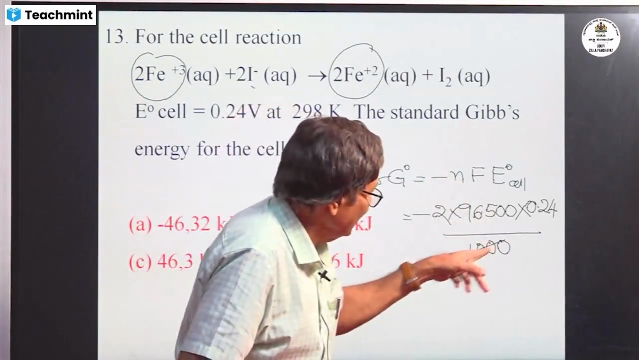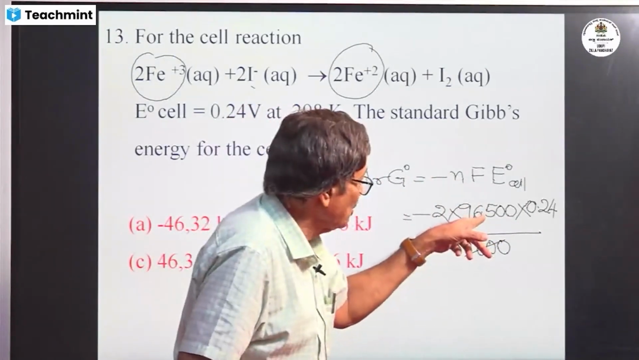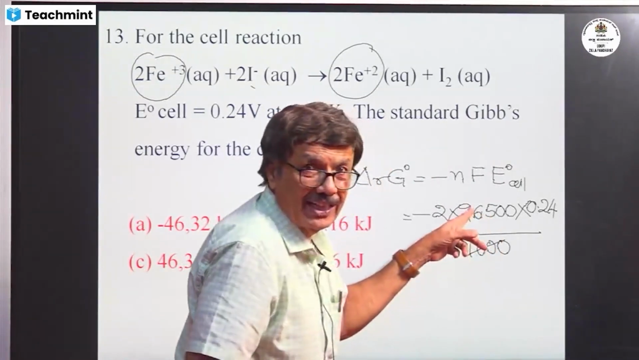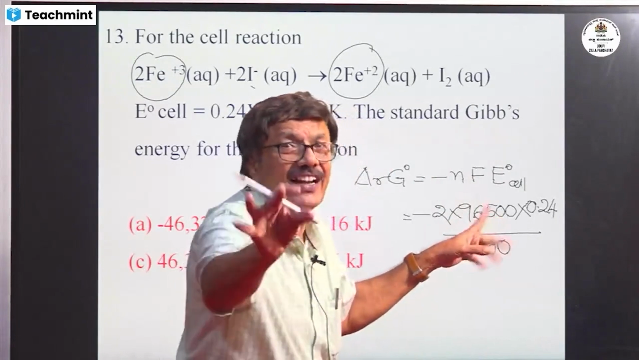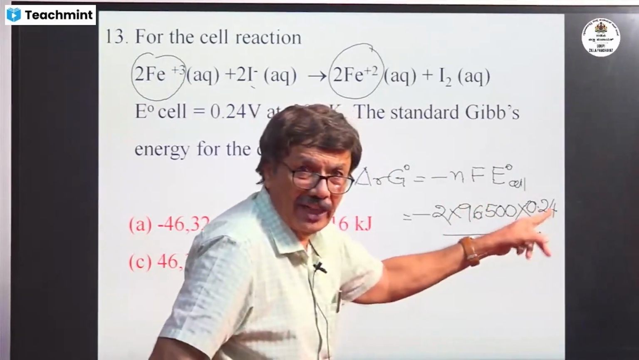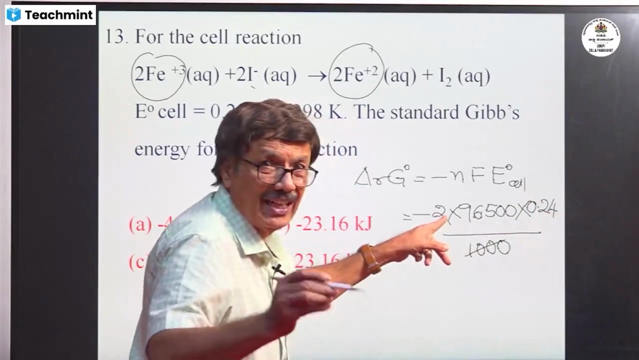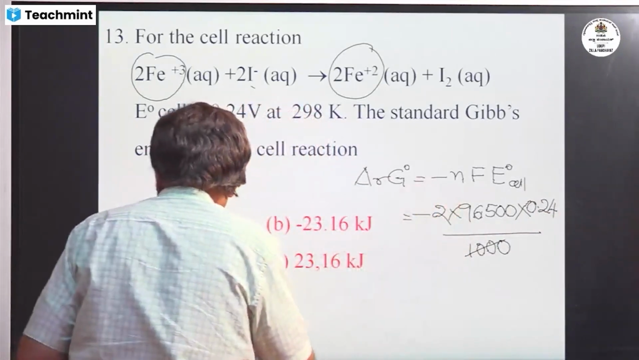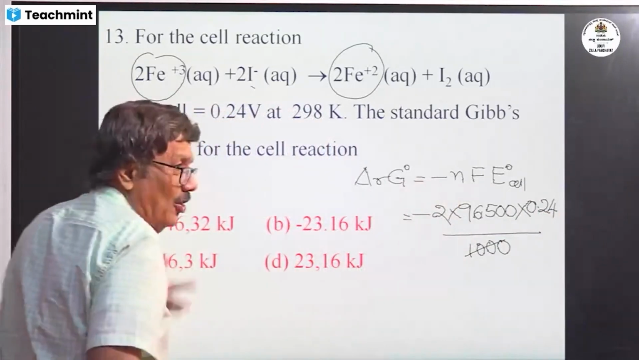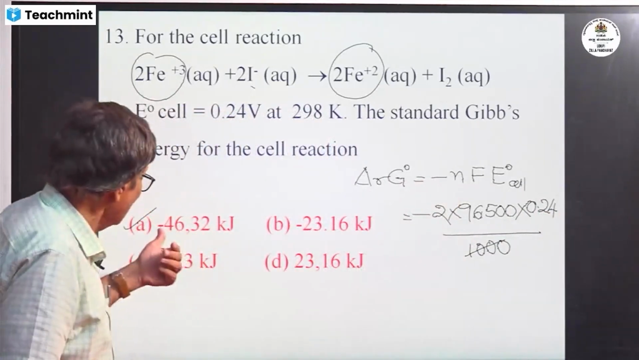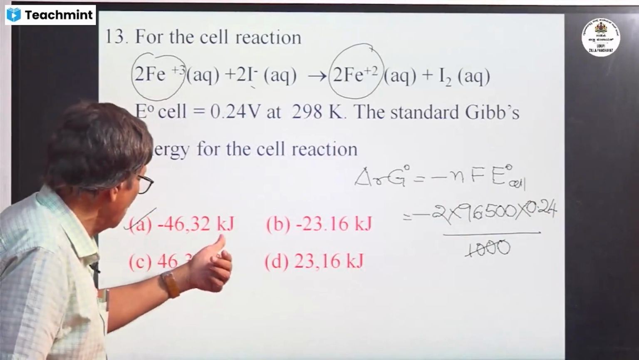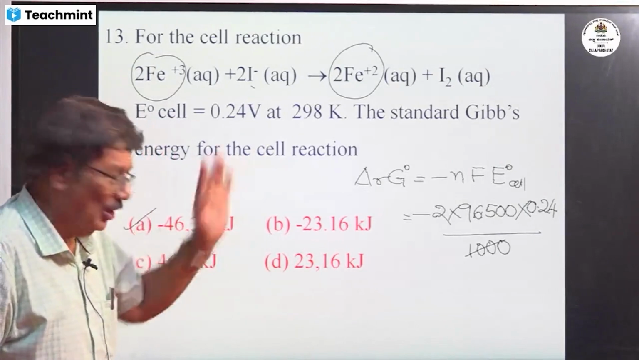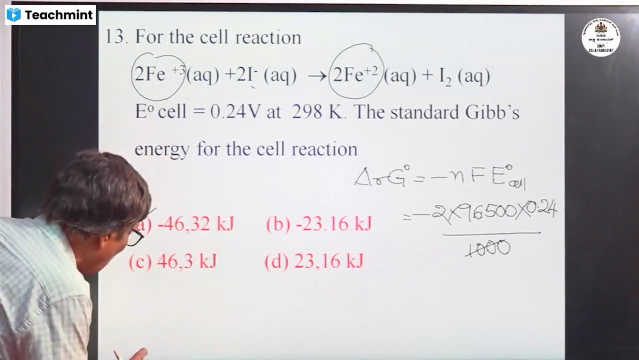So what I did is, denominator 1000, so I assumed a decimal point here. After that decimal point, it became 96.5. You take it as 100. 100 into 0.24 is 24. 24 into 2 is 48. Minus 48. The answer which is very near to minus 48 is option A. Option A, that is the right answer. Minus 46.32 kilojoule. Okay, this is how we have to solve it. So we will move on to the next slide now.